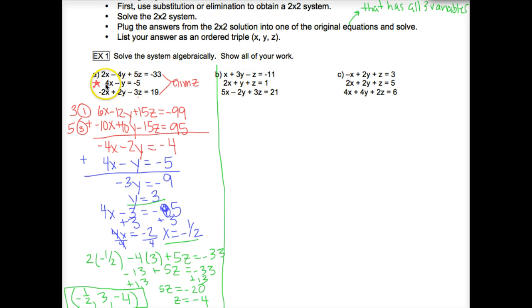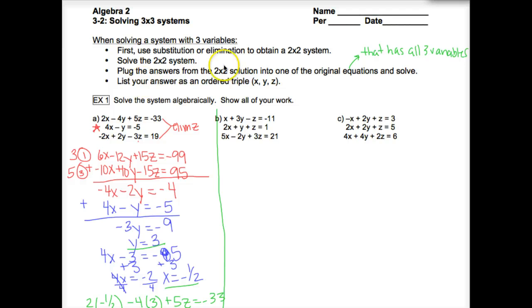This one's different because I don't have one that pops out at me that already has one of the variables eliminated. So when I go to do step 1 here, to obtain a 2 by 2 system, this is going to be what I call the playoff system. So you're going to look at all 3 variables and decide which one would be the easiest to get rid of. Remember, same as the steps that I taught in substitution and elimination, you're looking for coefficients of 1 or negative 1 because those are going to be the easiest.